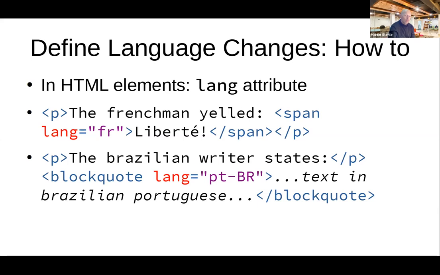And of course, you can also specify the language. You can also specify the reading direction. For example, in English, we use left to right reading. And if you want to quote a text in Arabic, you determine there is a change of the reading direction.